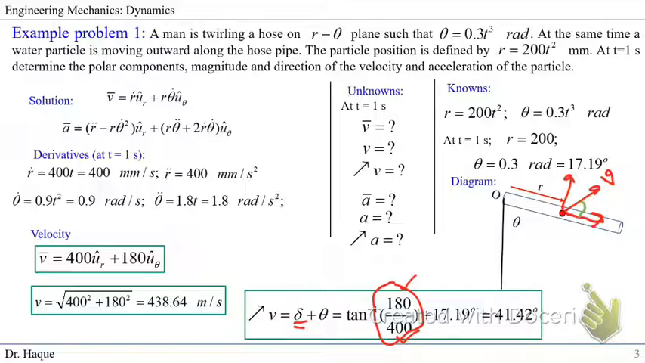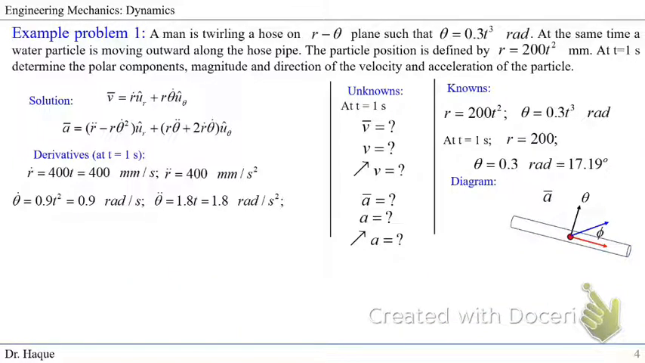this angle. But we need to know the angle from here, so we're summing up the theta and lambda. So this angle is delta and this is theta, so we're summing this angle plus this angle, then that's how we get the angle orientation of velocity, 41.42. So let's find the next part, the acceleration.